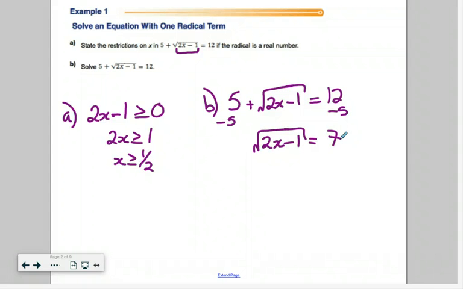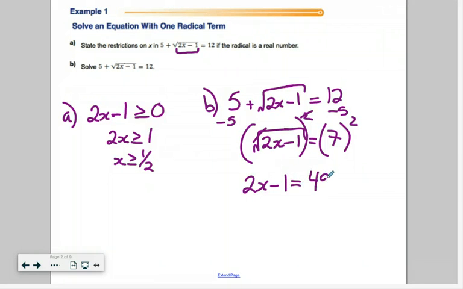Now, once you have isolated the radical, you are going to square both sides. So what we're doing here is we square this entire side of the equation and we square this entire side of the equation. Okay? So the square root of 2x minus 1 squared, the squared and the square root essentially cancel themselves out because they're inverse operations of each other, and you're just left with 2x minus 1 here, and 7 squared is 49, so we're left with 49 on the right.